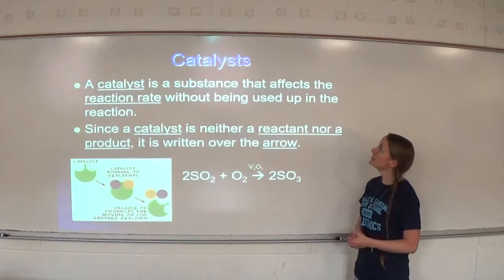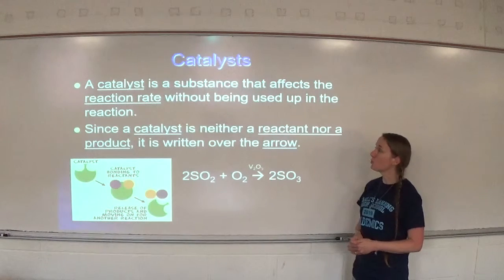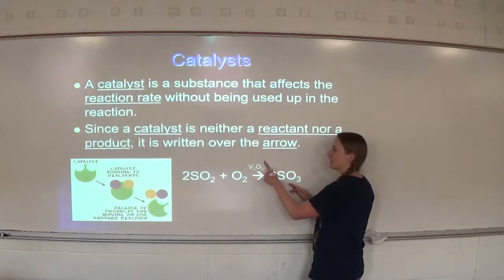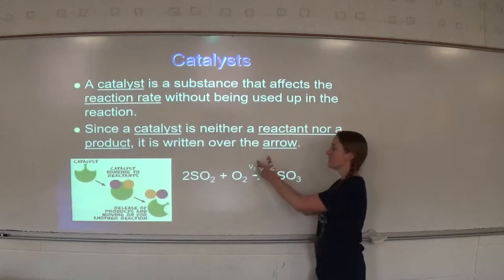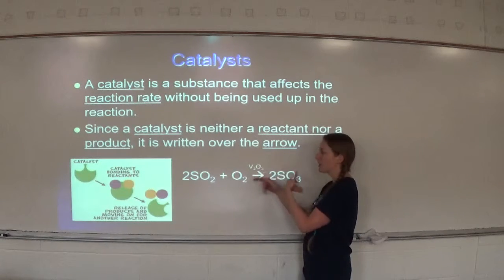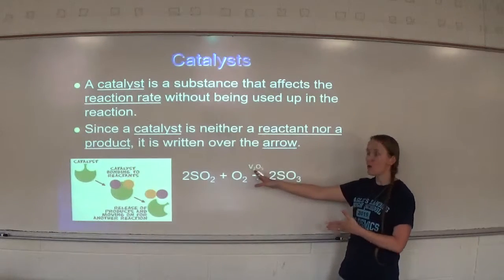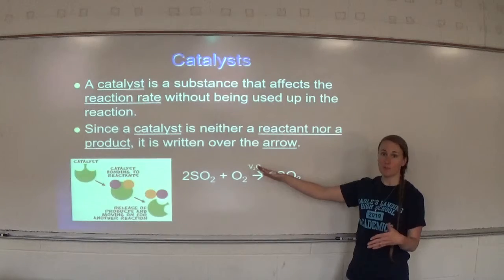Catalysts. A catalyst is a substance that affects the reaction rate without being used up in the reaction. Since a catalyst is neither a reactant nor a product, it's written over the arrow. So here's a reaction. In this case, because V2O5 is written above the arrow, it's a catalyst. It's there to speed up the reaction, but it's not considered a reactant or a product. We're going to have V2O5 to start with. At the end of the reaction, we will still have V2O5.